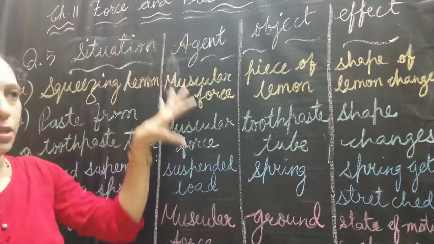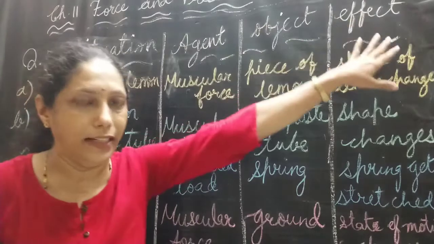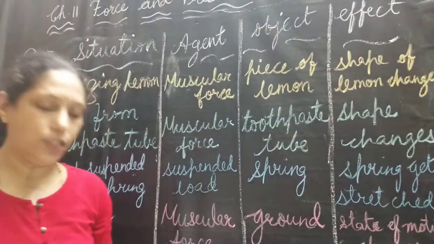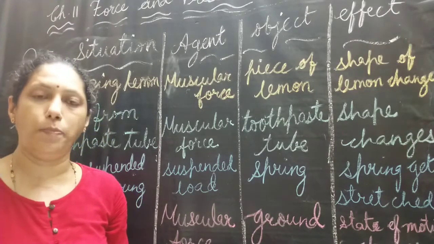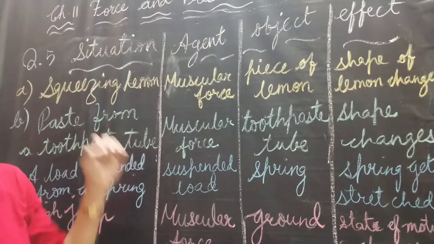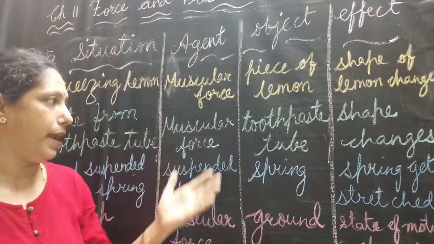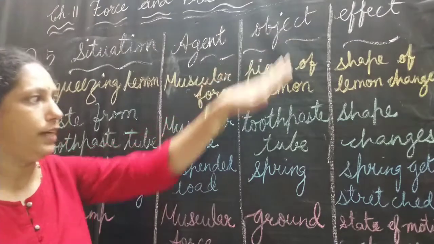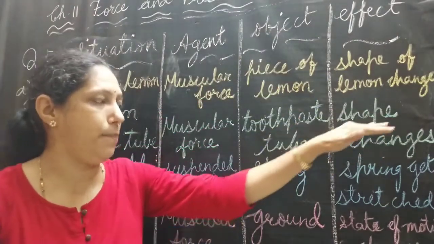The agent is the muscular force and the object is the piece of lemon, and here the effect is the shape of the lemon piece changes. Second situation is taking out paste from a toothpaste tube. Here the muscular force by the hands is applied on the toothpaste tube. So here the agent is muscular force, the object is the toothpaste tube, and the effect is the toothpaste tube's shape changes.